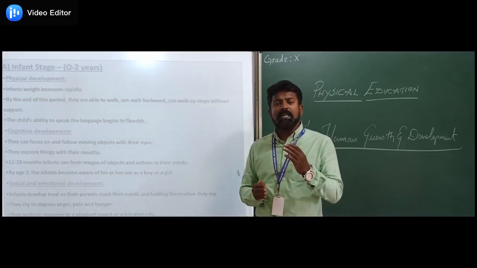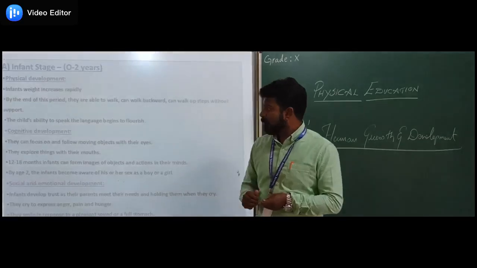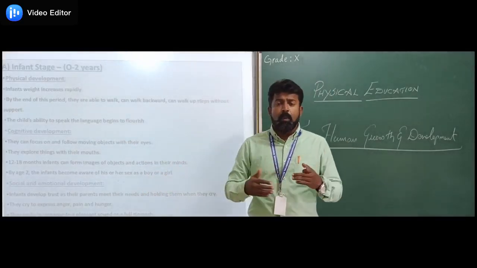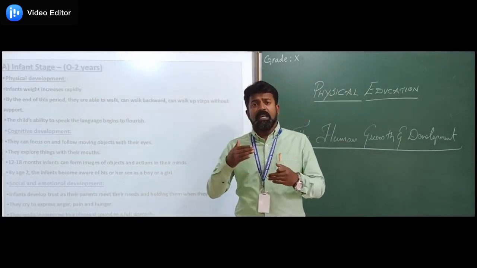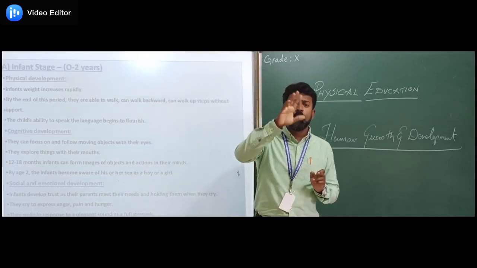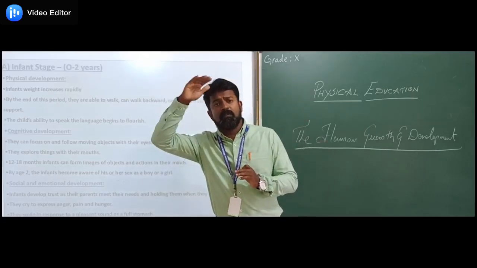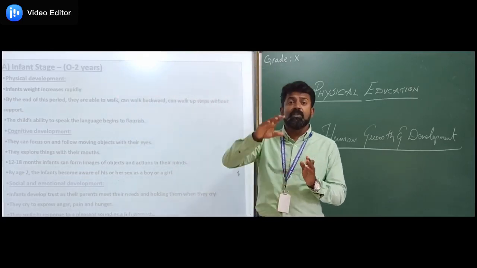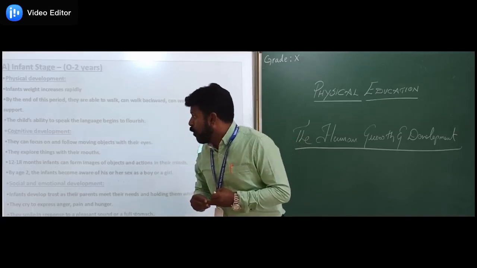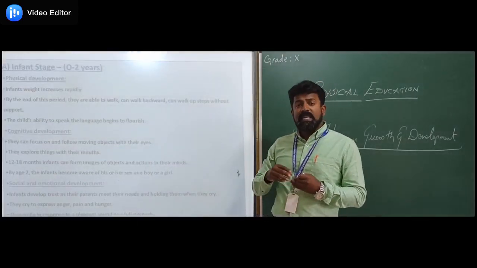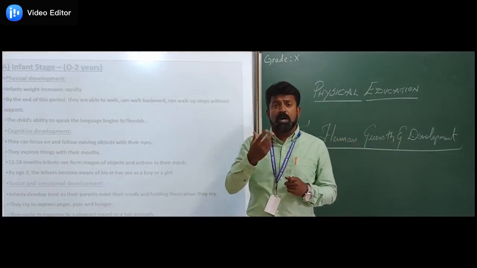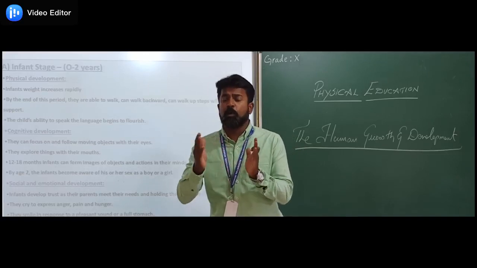What is the cognitive development in this stage? They can focus and follow a moving object with their eyes. When a child is brought outside and sees the birds flying, they can follow the movement. If an aeroplane flies over the head, automatically they can visualize it, they can see the moving object. Next, they explore things with their mouth. When I say they explore things through their mouth, they start making different words, sounds, noises, everything. That is called exploration.